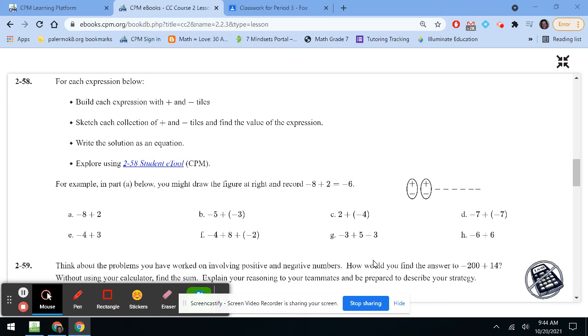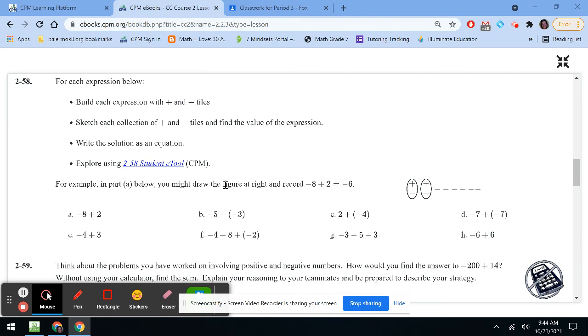Okay, for problem 2-58, it says for each expression below, build each using the expression with the integer tiles. You're going to sketch them and find the value of the expression and write the solution as an equation. There's two ways that we can do this. We can use this E tool right here, or we can also use the integer tiles. Because you're at home, I'm going to choose to use the E tool instead so that you are able to use that, because you don't obviously have the integer tiles here at home.